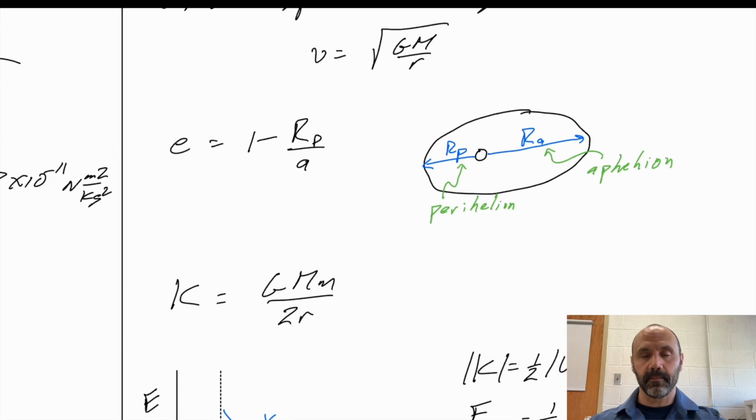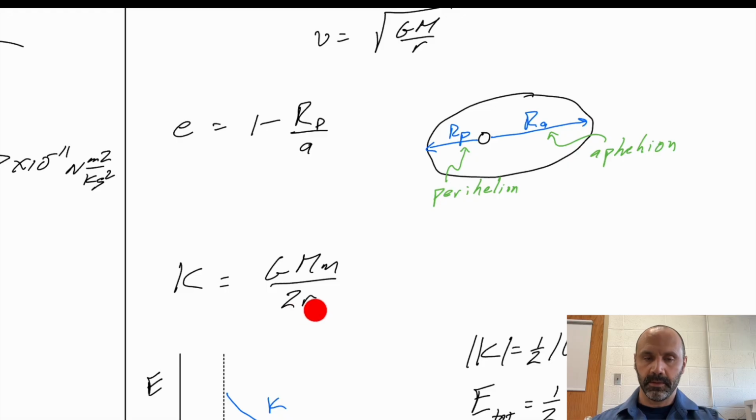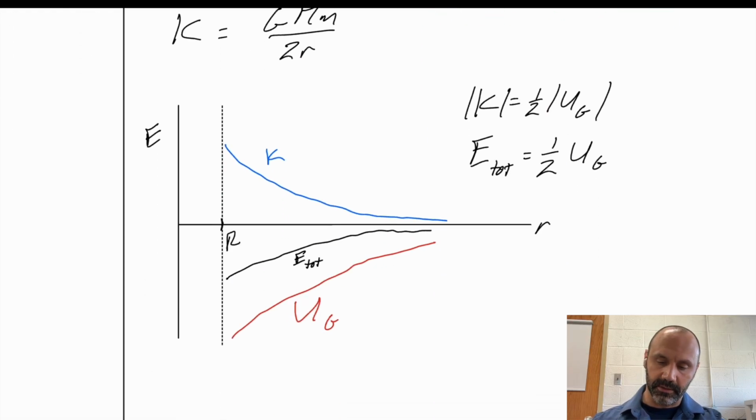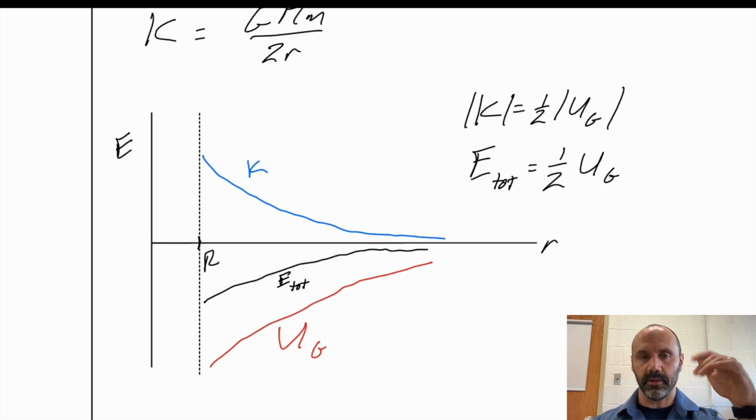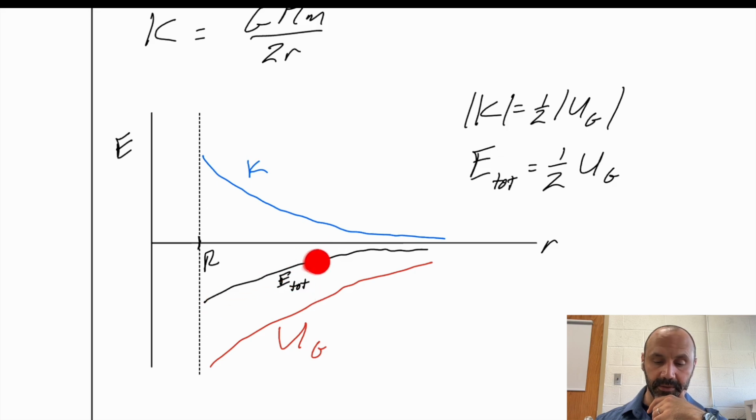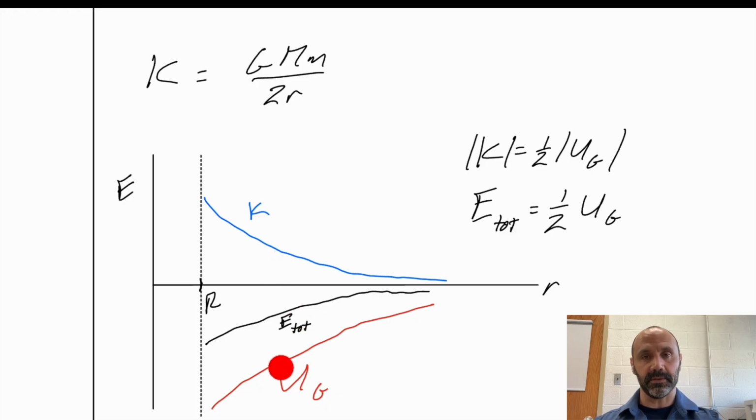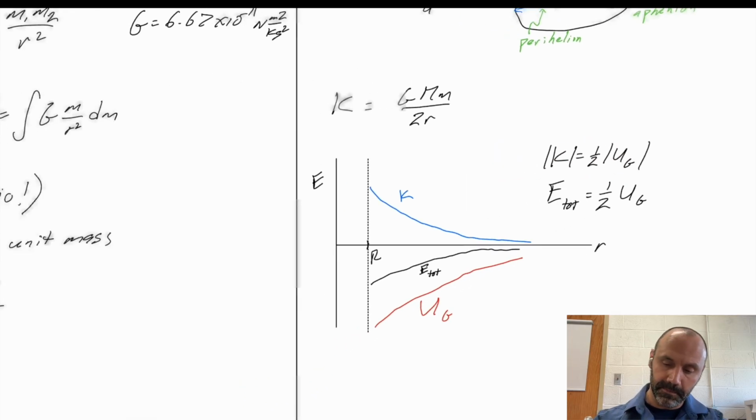The kinetic energy of an orbiting object is GMm over 2r. And so here's a graph of the energy of an orbiting object: the kinetic energy, the total energy, and the gravitational potential energy. So the magnitude of the kinetic energy is half the gravitational potential energy. So when you add those together, you get half the magnitude of the gravitational potential energy, but on the negative side, right? So E total is 1/2 U_G, and K, the magnitude of K, is 1/2 of U_G also. That's what that graph looks like.